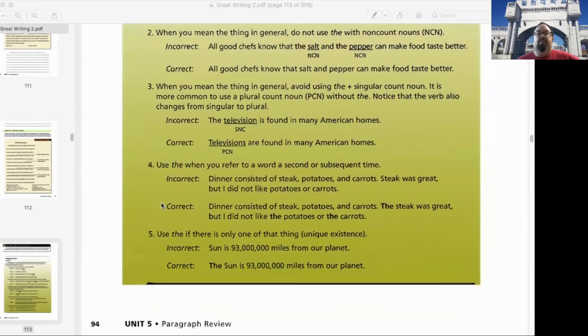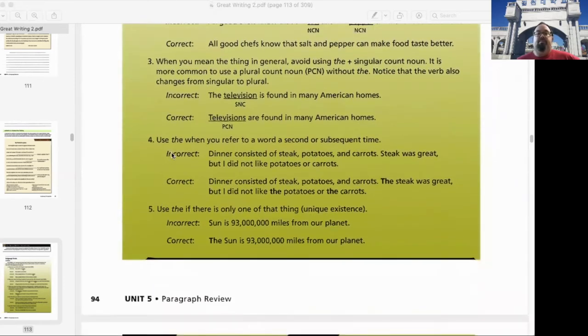Okay, number 3. When you mean the thing in general, avoid the plus a singular count noun. This is an example where we in English change it to plural. So the television is found in many American homes. No. Televisions, we change this to plural. Televisions are found in many American homes. So instead of saying like the lion lives in Africa, we would say lions live in Africa.